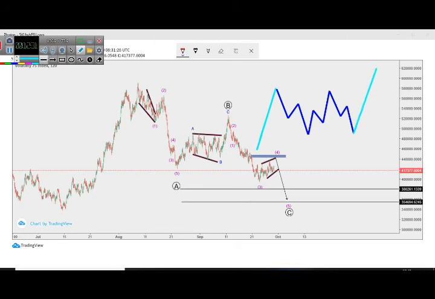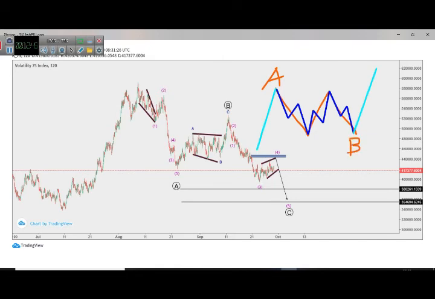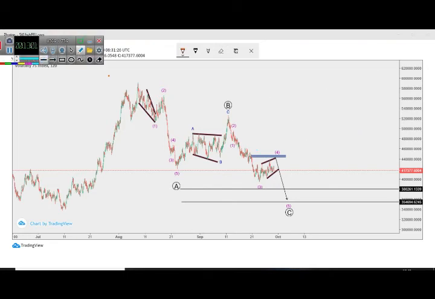So expect something like this guys. Here an A, this correction here, the wave B, which is a flat wave B, and wave C. This is what you should expect. If you look closely here, this is what I'm talking about.